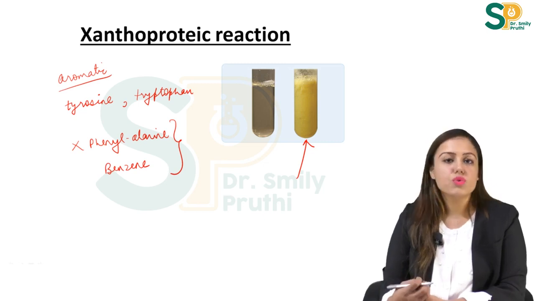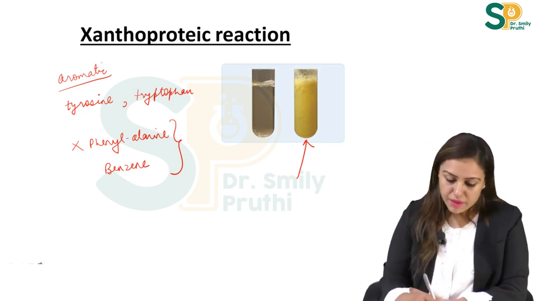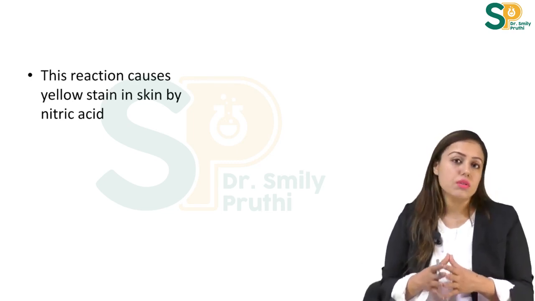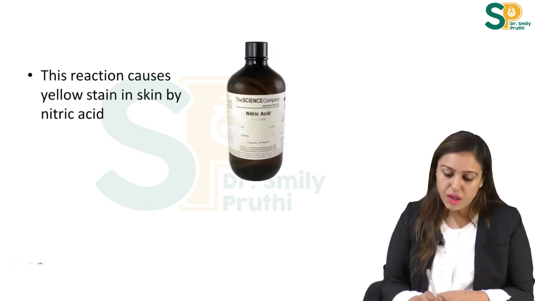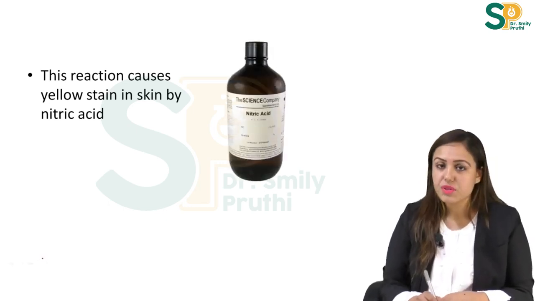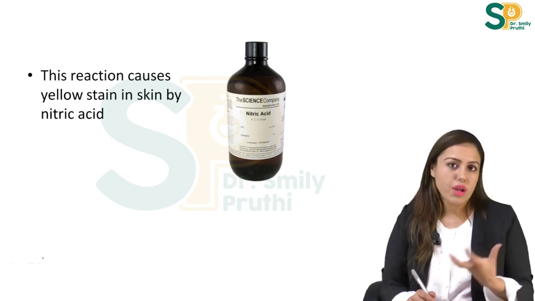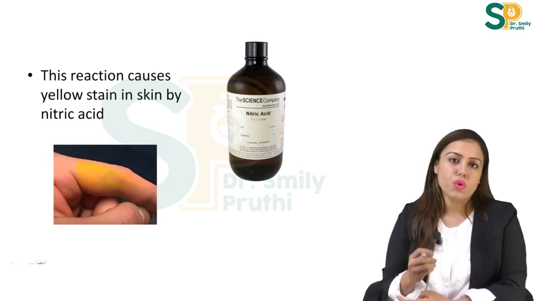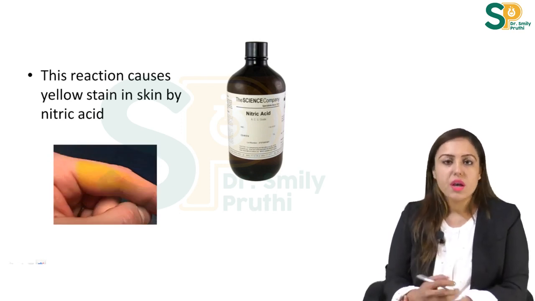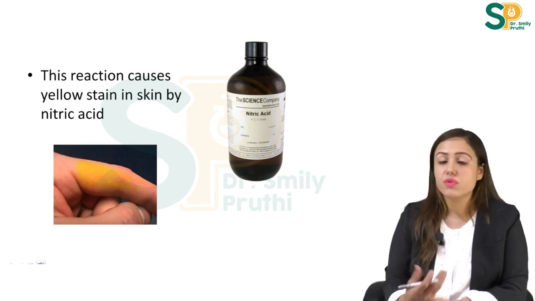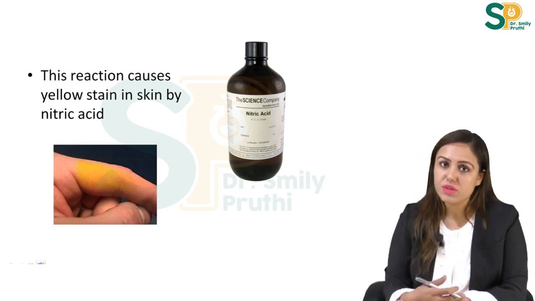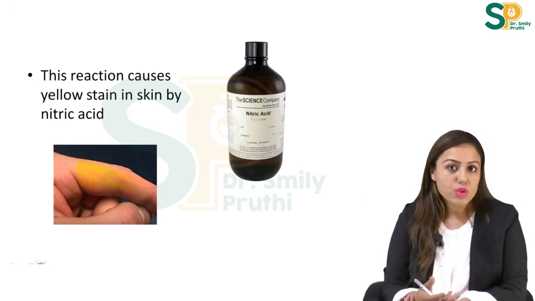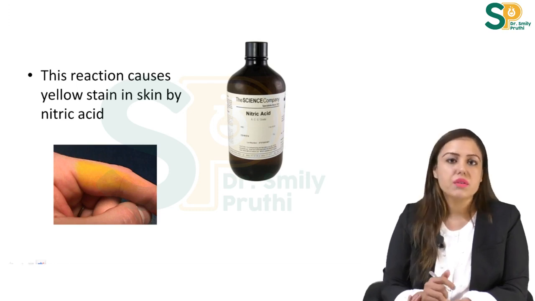In this test we use nitric acid, right? And this is the basis of the yellow color caused to the skin when we are handling nitric acid in the labs. You must have noticed this thing, that your hands turn yellow, they have a yellow stain on them. This is because of this Xanthoproteic reaction, and the sweat in your hands, in your fingers, has amino acids, so they will be reacting with nitric acid to give the Xanthoproteic reaction occurring there and giving yellow color, right?